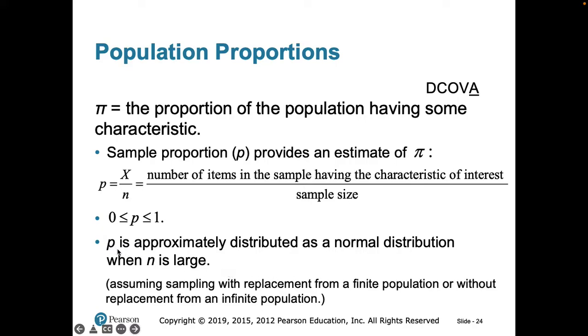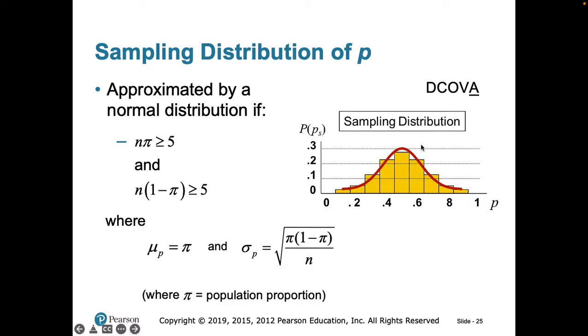And then you have the proportion is approximately distributed as a normal distribution when n is large enough, right? So we already talked about that. If your n is large enough, it's going to be normally distributed. We saw the bell shape. So let's take a look at this. This is what we mean, right? So you see how this gets normally distributed? That's what we mean. Every time, if the sample is large enough, you can assume that the proportion is normally distributed.